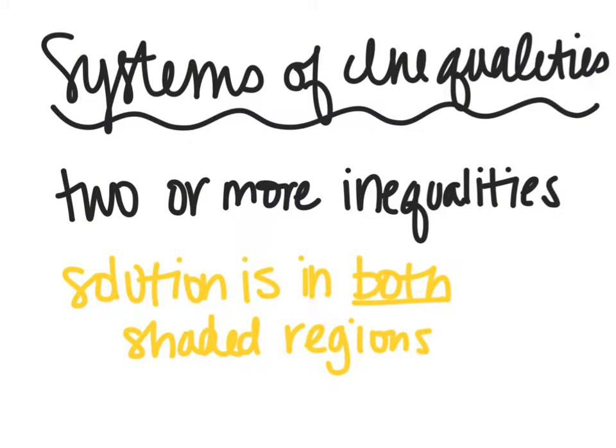Today we learned about systems of inequalities, and a system of inequalities is going to be two or more inequalities that are together. And remember, the solution to the inequalities is any point that is in both of the shaded regions, so it's not just in one of the shaded regions.